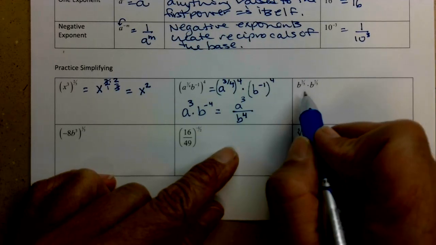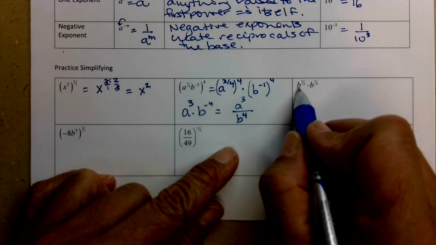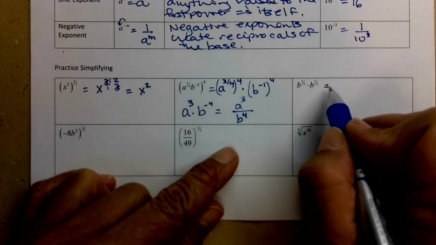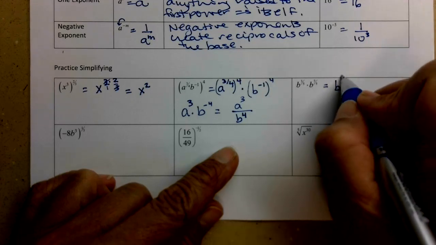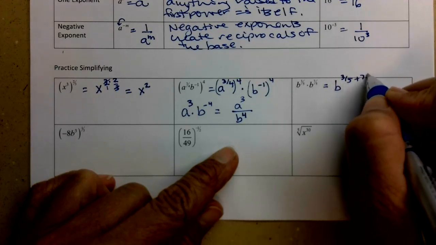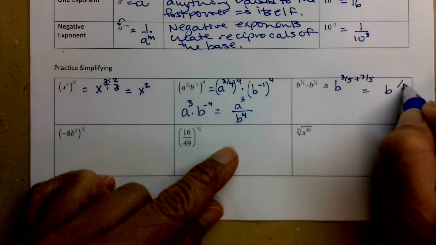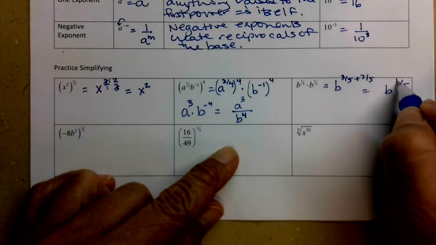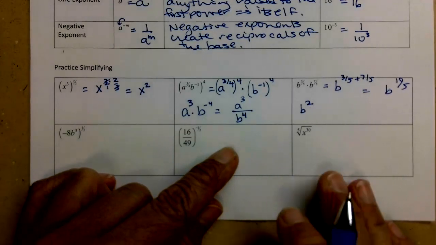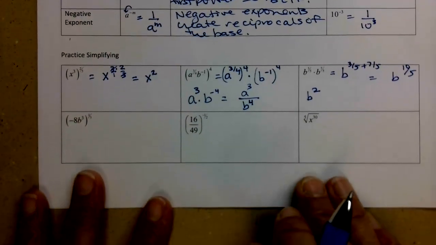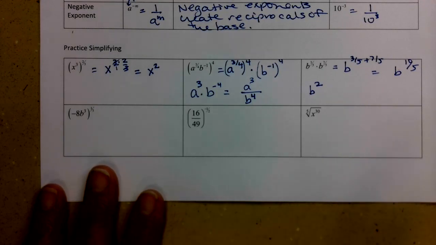Okay, I've got b to the 3/5 times b to the 7/5. I'm multiplying like bases, so we add the exponents. So I have 3/5 plus 7/5, like denominator, so go ahead and add those together. 3 plus 7 is 10, so b to the 10/5, and 10/5 reduces to 2. So that's b squared. Cool. Do you want to pause and give it a shot on your own for the next 3?